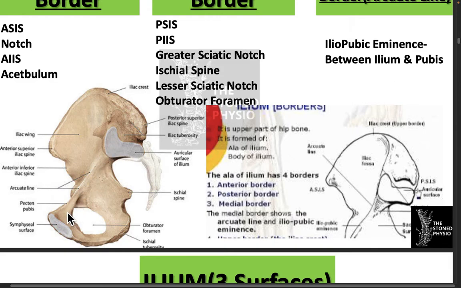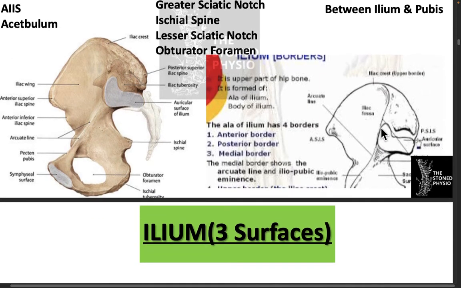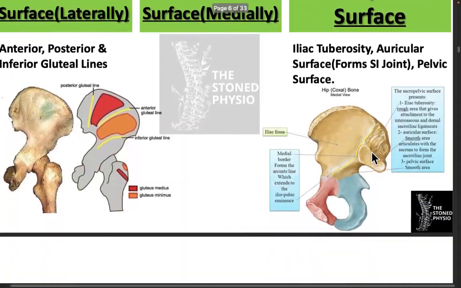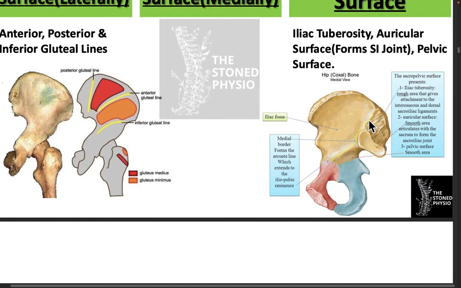I hope till now we are clear. Is this line clear to everyone, this border? Yes, sir. Okay, this one, this border. We can have a look at this border here also. Okay, here it is clearer.